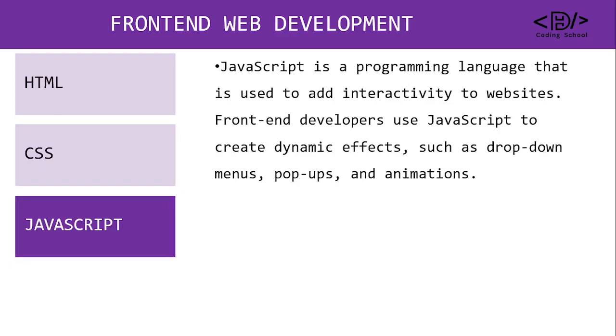Next is JavaScript, and JavaScript is a programming language. By the way, the first two, HTML and CSS, are not programming languages. One is a markup language, another one is a style sheet. JavaScript is the only programming language that we are using here. JavaScript is used to add interactivity to websites. Are you enjoying those clicks, pop-ups, dynamic effects, drop-down menus, and animations? They are done by JavaScript.